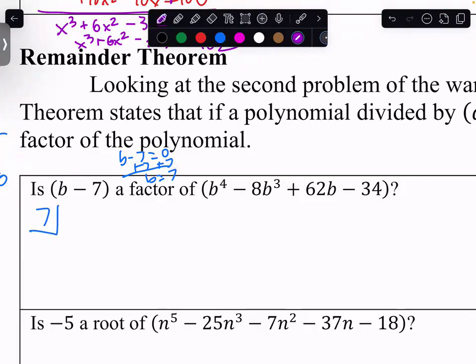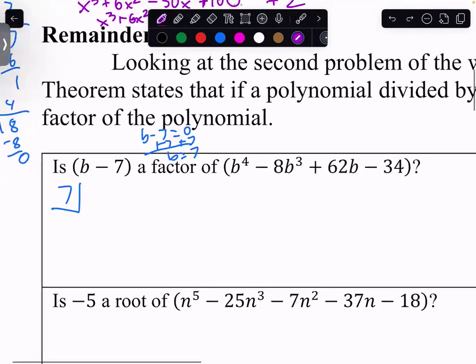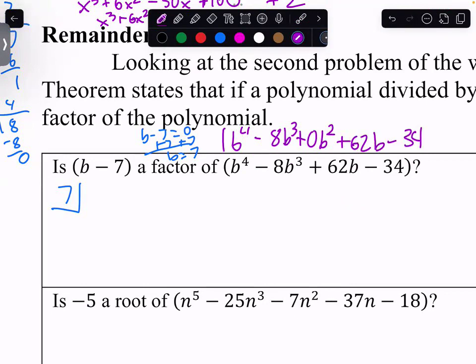And now we need to get the coefficients out. But let's be careful, right? Because it goes b to the fourth, b to the third, b to the invisible first, no b at all. We skipped b to the second. Okay, so we need to add in a placeholder plus 0b squared in order to keep everything in the right spot. Okay, so you've got 1b to the fourth, negative 8b to the third, 0b to the second, 62b, and minus 34 as a constant.